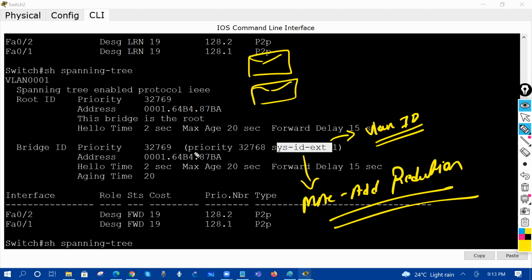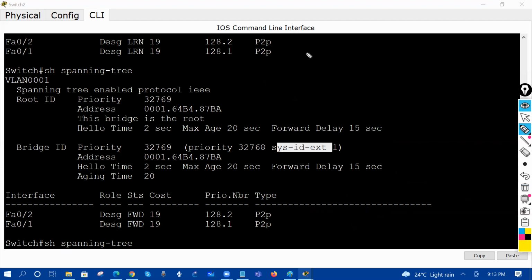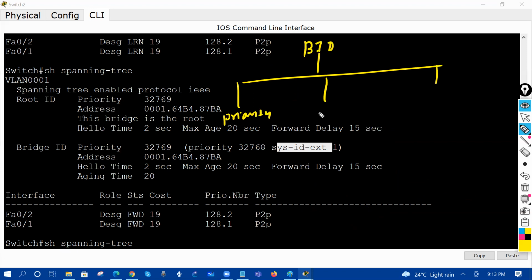Now understand this part. Normally your bridge ID is a combination of three things. What are the things? We have a priority plus the VLAN ID, which is called the system ID extension, and the base MAC address. Three things.